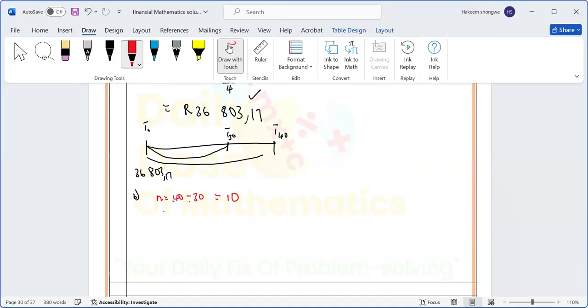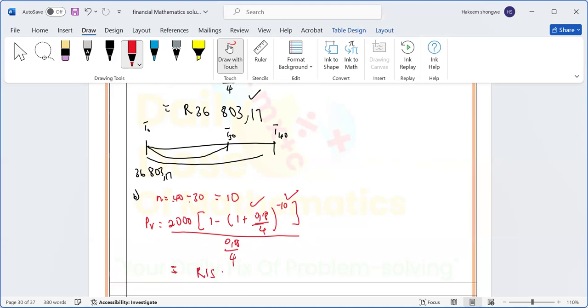And then we use our present value formula, which says PV is 2,000 times (1 minus (1 plus 0.18 divided by 4) to the power of minus 10, instead of 40) all over 0.18 divided by 4. Again, you will get 1 for the n, 1 for substituting in the correct formula, and then we get our final answer. It's 15,820.44.